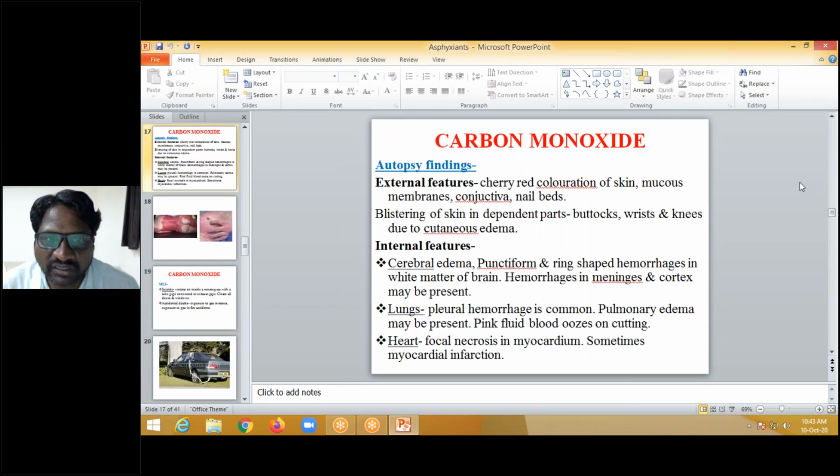And what are the autopsy findings in case of carbon monoxide poisoning? Already discussed: cherry red discoloration of the skin, mucous membrane, and conjunctiva, the typical symptom or sign of carbon monoxide. The second one is blistering of the skin of the dependent parts, which may be due to cutaneous edema. Internal features of the postmortem findings in carbon monoxide are cerebral edema and punctiform and ring-shaped hemorrhages in the white matter of the brain. You have to remember this.